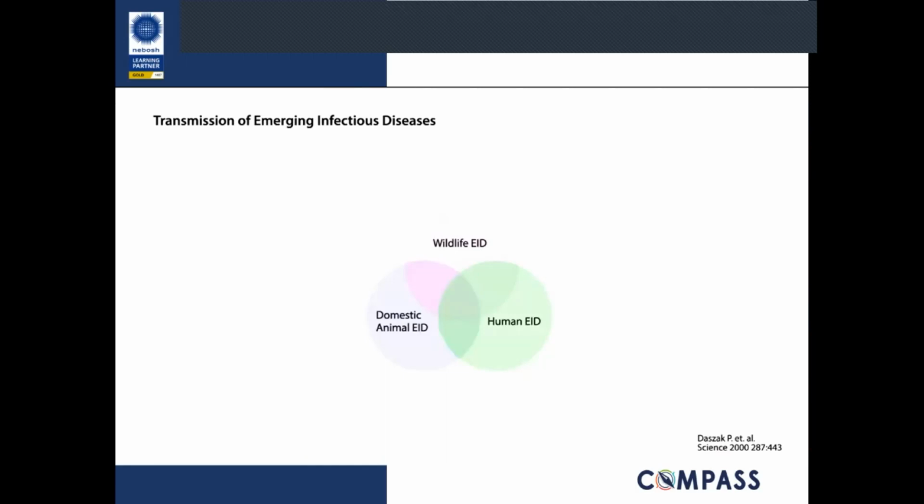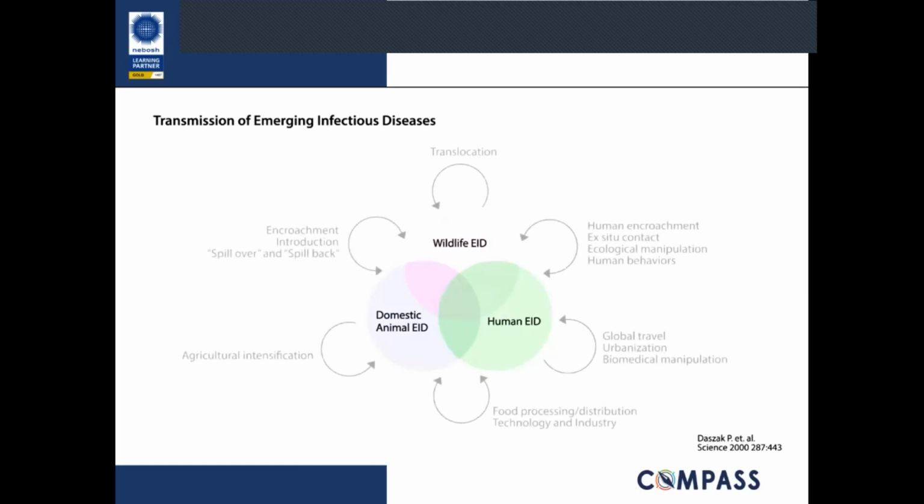So how do we control the transmission or the introduction of zoonoses? Well, this diagram here shows the linkage between wild EID, as in emerging infectious diseases, domestic animals, and humans. And you can see that they interact. Now, I'm not going to go through this entire graph, but let's just take a look at a few of the linkages. The linkage, say, between wildlife and domestic animals.